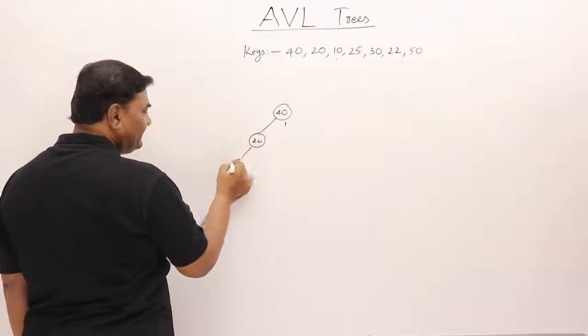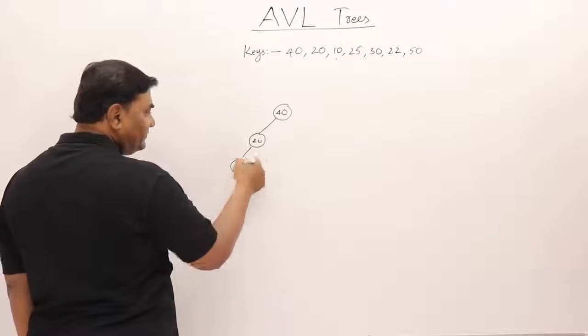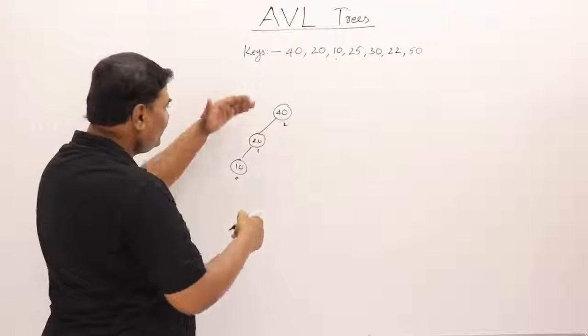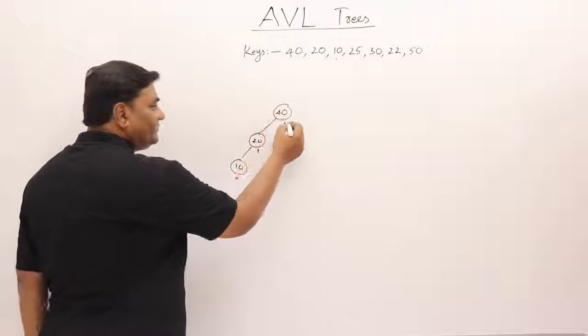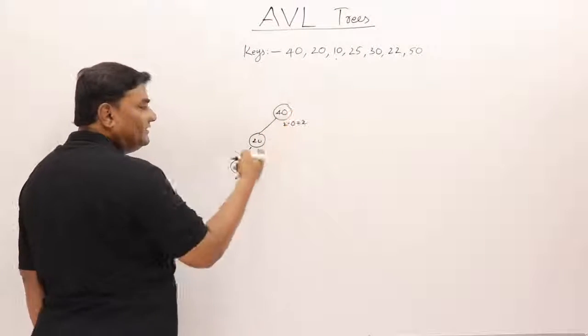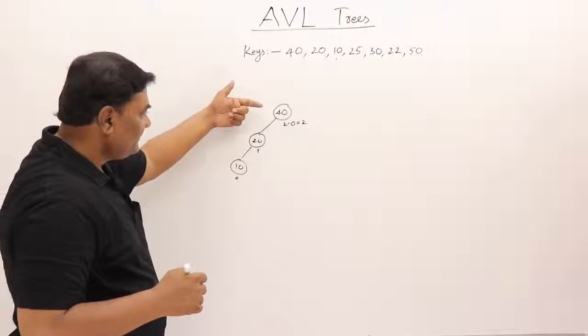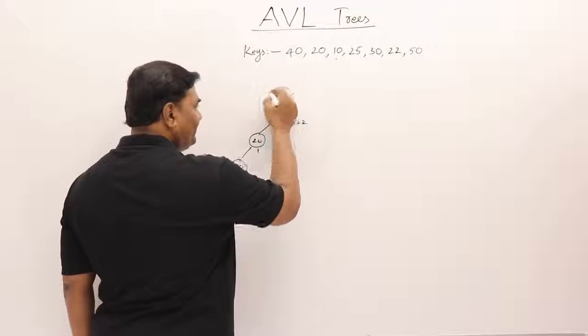Insert 10 on this side. Now calculate balance factor. This is 0, this became 1 and this became 2. So height of left subtree is 2. Right subtree, nothing is there. So 2 minus 0, this is how it is becoming 2. So that became imbalanced, where the insertion is done on the left of left. So LL rotation will be performed.